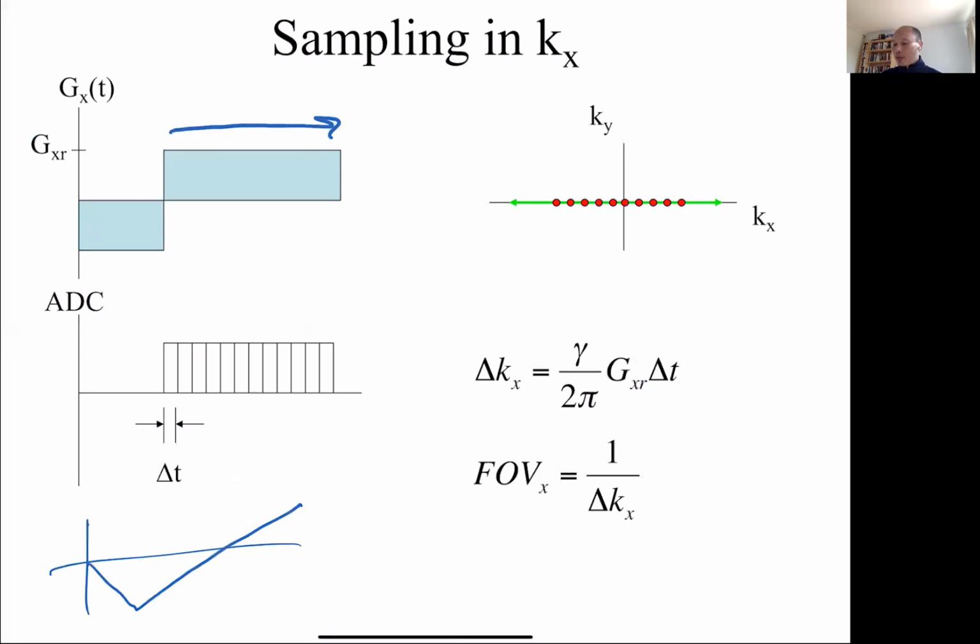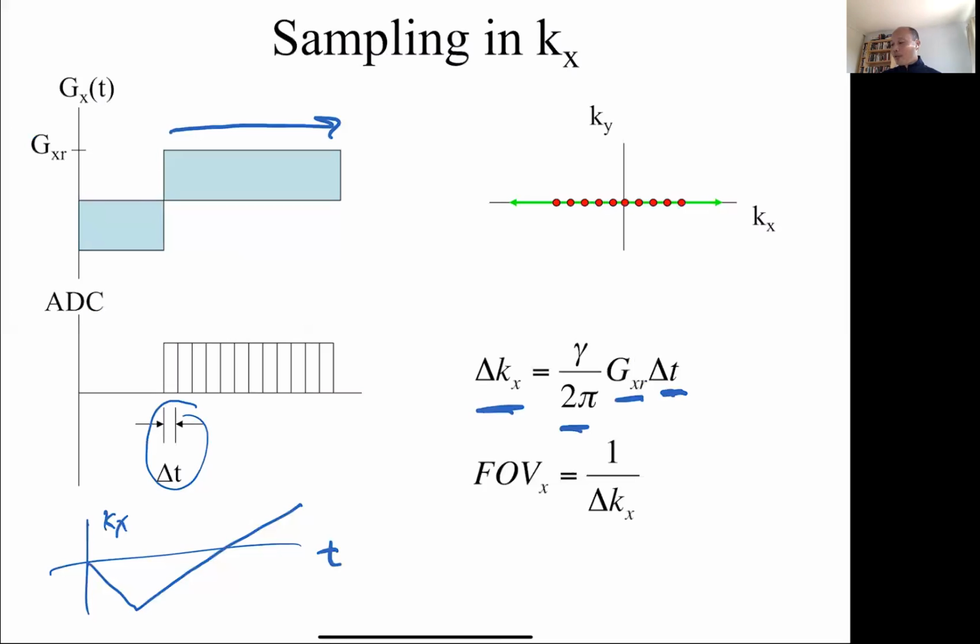So essentially, if this is kx versus time, we're acquiring one sample of the signal as it's coming in and moving across k-space every delta t. So the question is, how far do we move in k-space every delta t? That's given by delta kx equals gamma over 2 pi times gxr, which is the amplitude of the readout gradient, times delta t.